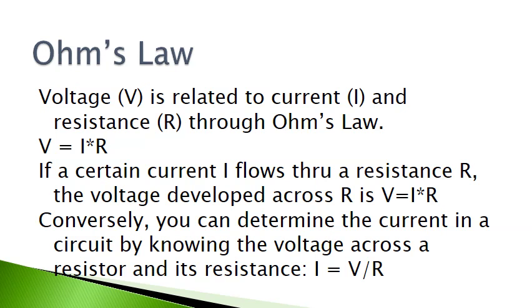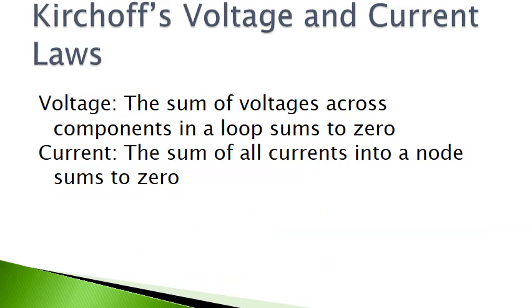Ohm's law is how we can relate voltage to current and resistance, and is stated as V equals I times R. If a certain current I flows through a resistance R, the voltage developed across the resistor V is equal to I times R, or the current times the resistance produces a voltage. Conversely, you can determine the current in a circuit by knowing the voltage across the resistor and its resistance.